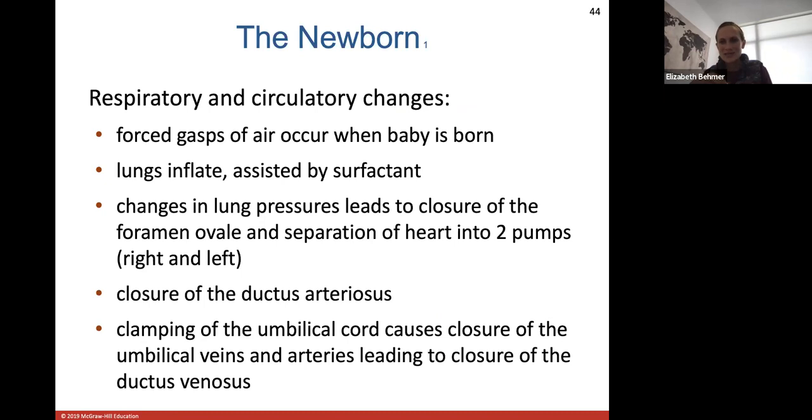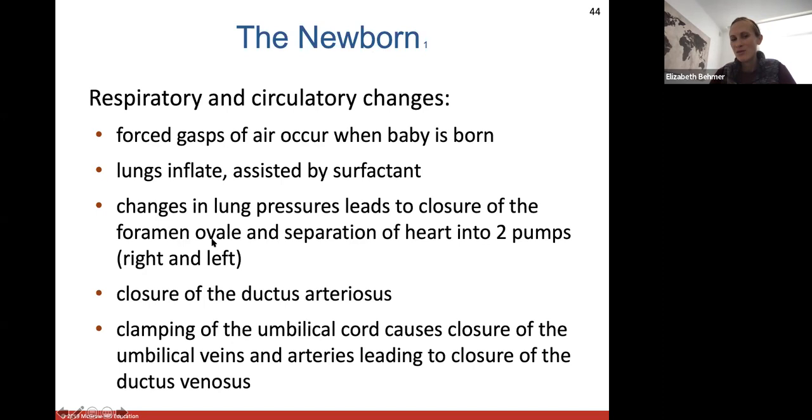Before 38 weeks, it's a really close time frame. Before 38 weeks or 36 weeks, I should say, those lung cells aren't producing adequate amounts of surfactant. So even a baby born at 36 weeks might have some respiratory problems and just need to be carefully watched until their lungs can produce that surfactant, which again is like a fluid that lines your alveoli to basically keep them inflated like a balloon. The changes in the lung pressure at that first breath lead to closure of the foramen ovale and the separation of the heart into 2 pumps.